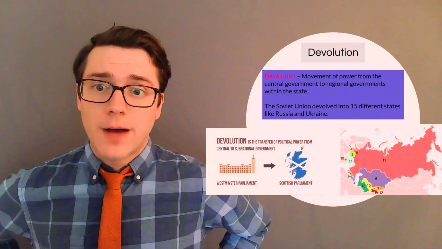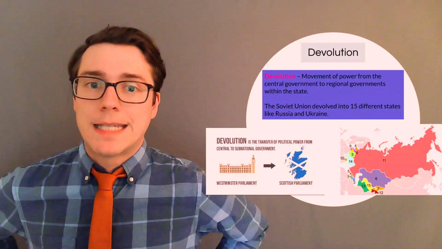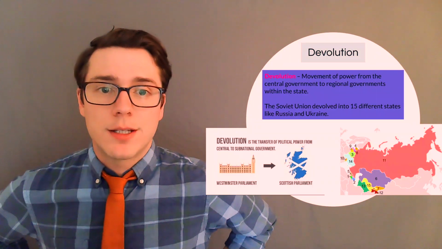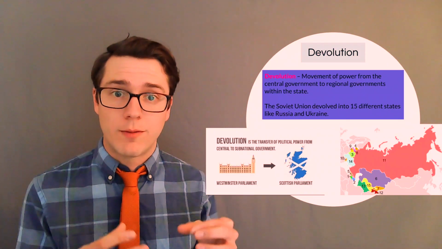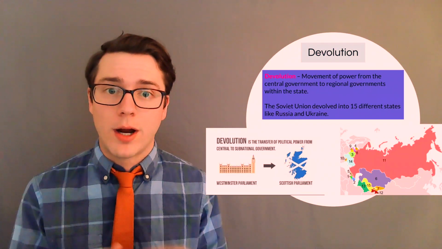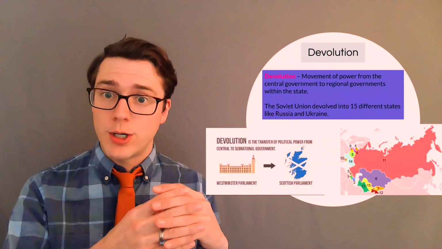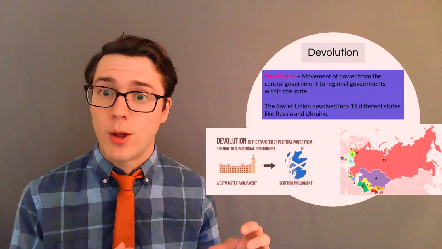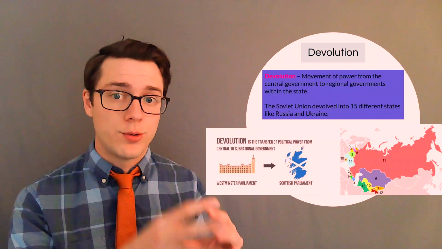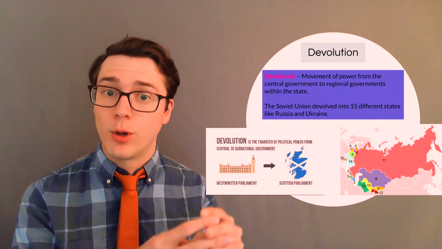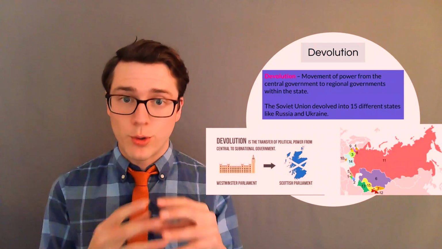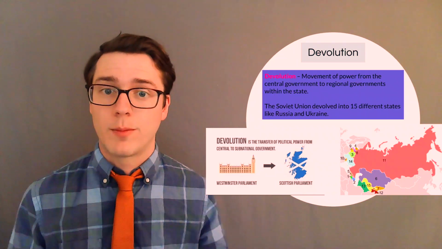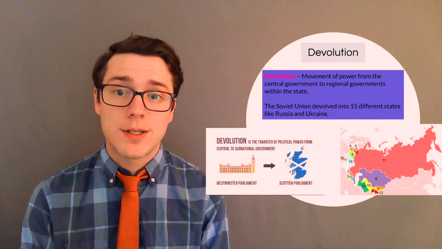Another thing that defines modern political boundaries is devolution. Devolution is the movement of power from a central government to regional governments within a state. So where you have a much larger country that breaks down into smaller, or a national government that loses power to their local leadership. So it is the movement of power from the central government to regional governments within a state. An example of this is the Soviet Union.